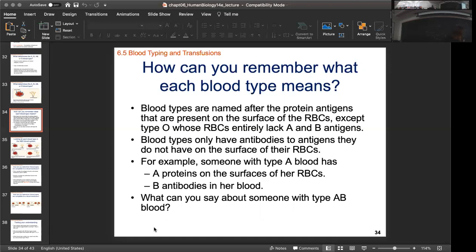None. Nope. None of those, or else we'd fight off what we actually have, but we don't want to do that. So that's what you can tell about somebody who has AB blood type.